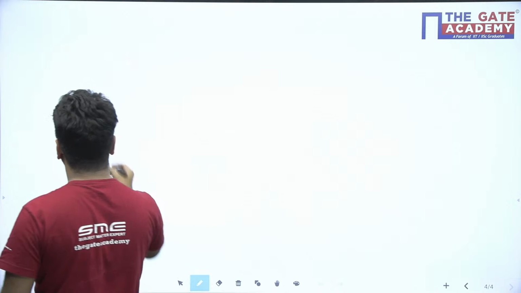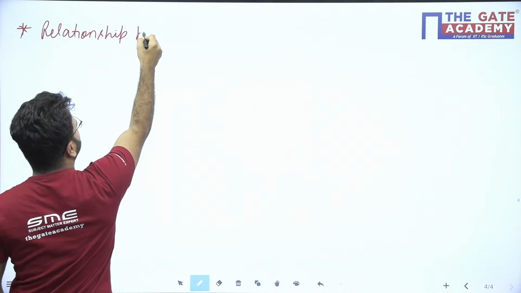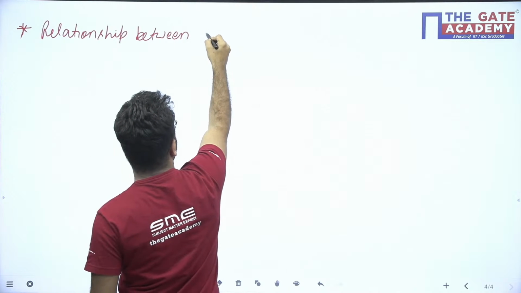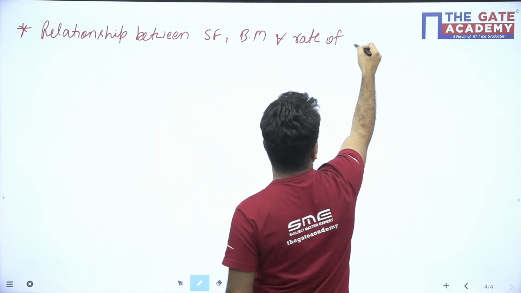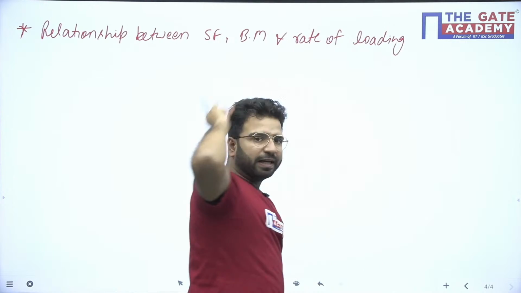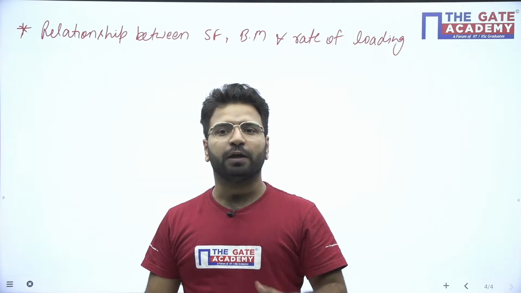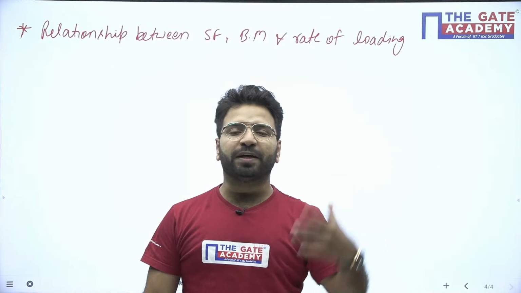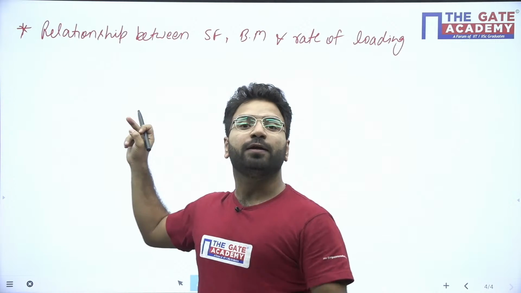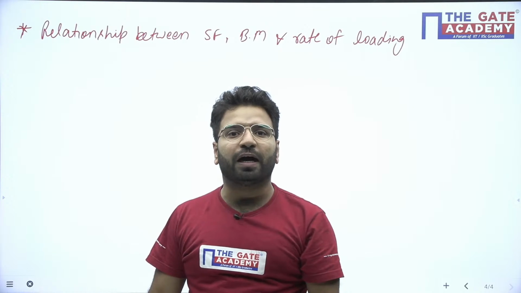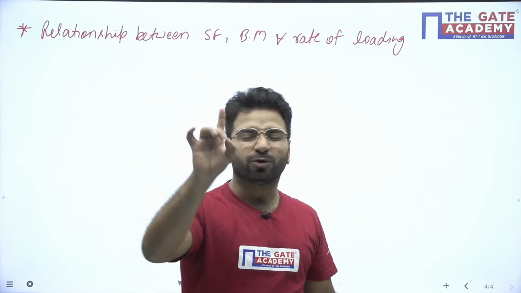Next is the relationship between shear force, bending moment and rate of loading. This is very, very important. Why is it so important? It helps us to draw the opposite also. Opposite means if SFD or BMD is given to us, and somebody asks you to draw the loading diagram for that, that relationship helps us a lot. Maximum questions in the exam will ask you only to draw the shape of SFD and BMD. The question will be solved using these relationships only.